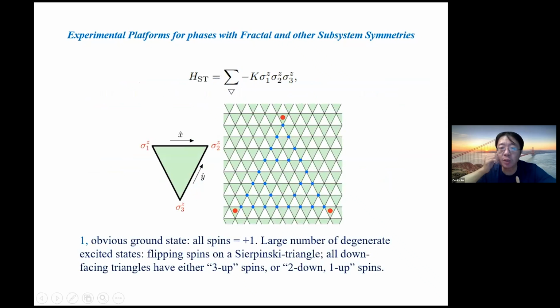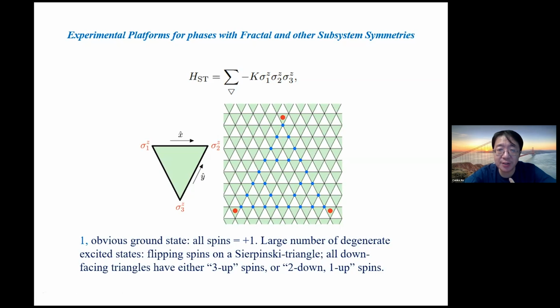Let me show you what the model looks like. It's a sum over all the down-facing triangles of the triangular lattice, only the down-facing triangles. On every down-facing triangle, it's a product of the 3 spins on the 3 vertices of the triangle. You can see that this model has an obvious ground state, which is that all spins equal +1. All spin up is obviously a ground state.